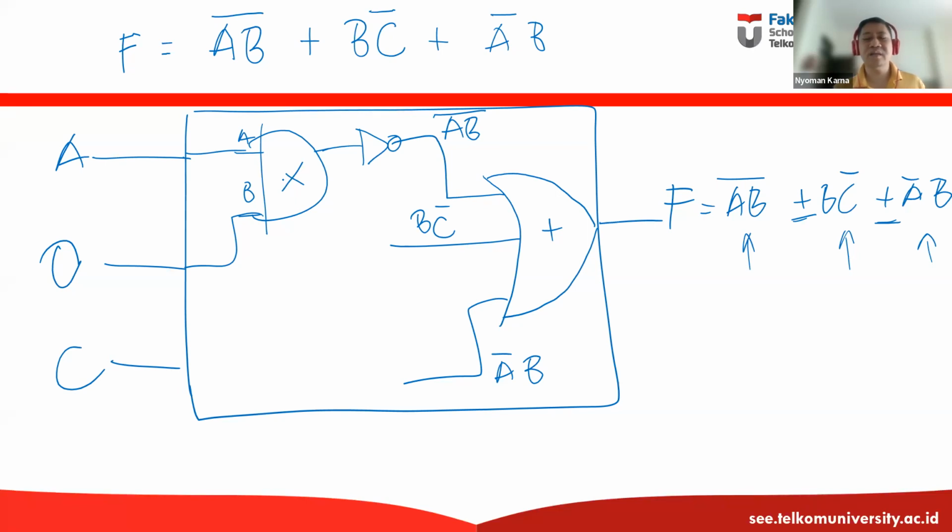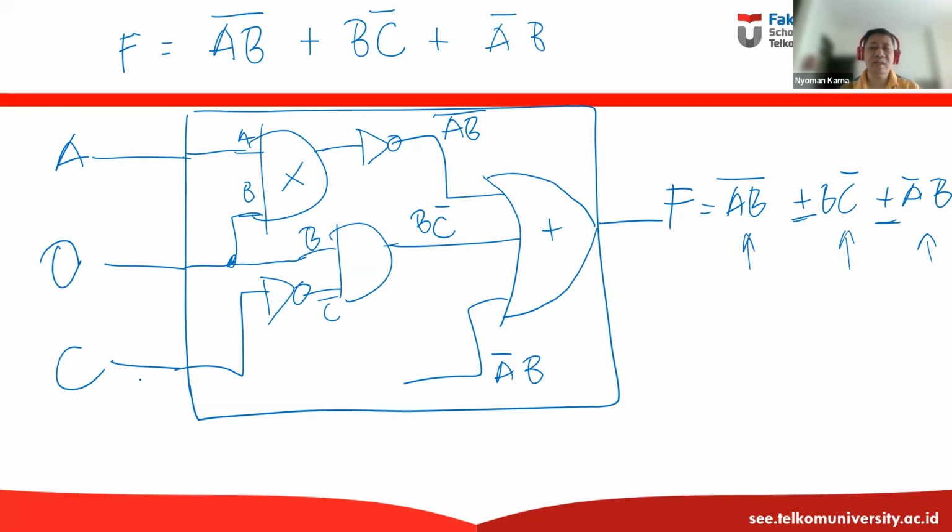Okay, now the second subfunction is BC naught. BC naught means it's a multiplication of B and C naught. B, we're just going to go in a straight line from here, but C naught is the inversion of C. So something like this.